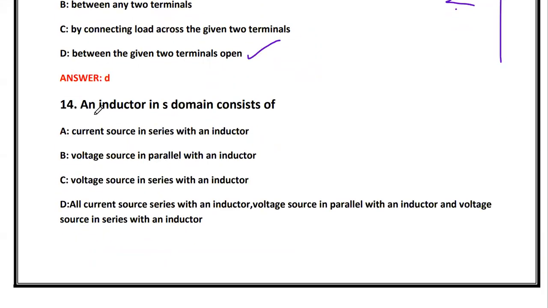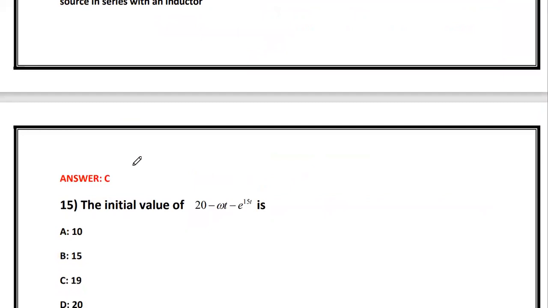The next question: an inductor in the S domain consists of dash. S domain means Laplace domain. The options are current source in series with inductor, voltage source in parallel with inductor, voltage source in series with inductor, or all. When the inductor is represented in the S domain, the correct option is a voltage source in series with an inductor. So C is the correct option.